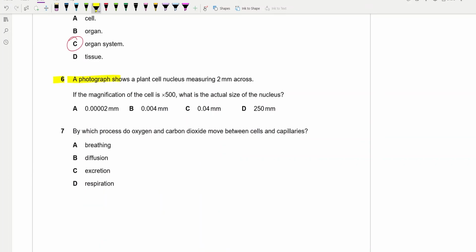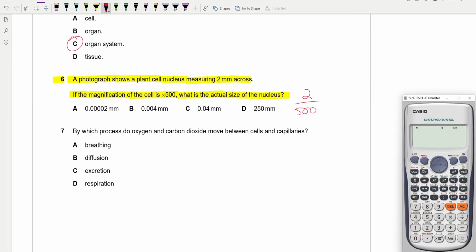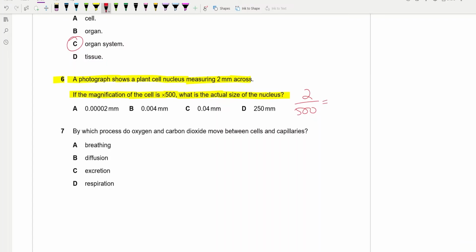Question number 6. A photograph shows a plant cell nucleus measuring 2 mm across. If the magnification of the cell is 500, what is the actual size of the nucleus? So the size of the nucleus can be found as 2 divided by 500, which would be equal to 0.004. So the correct option would be option B.